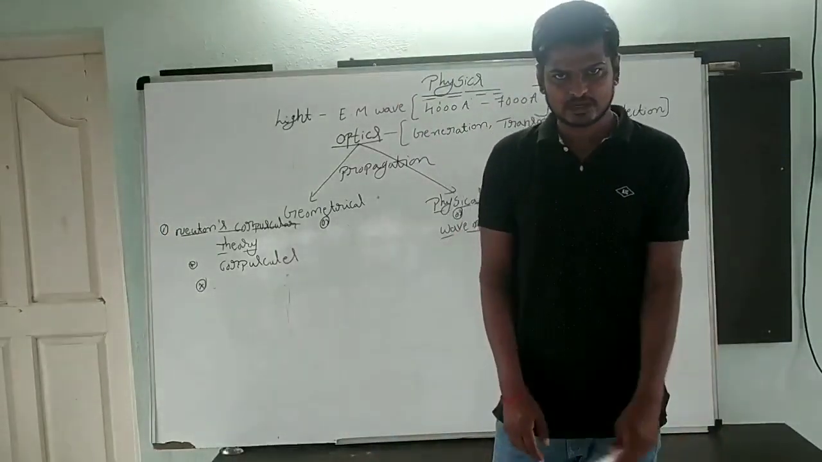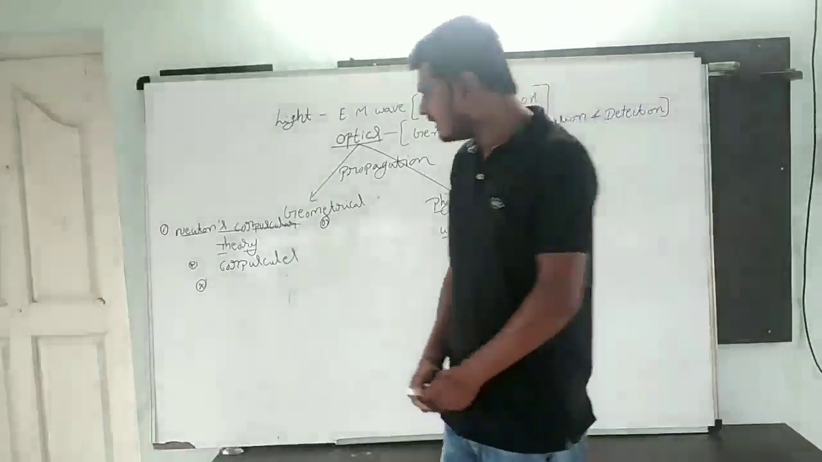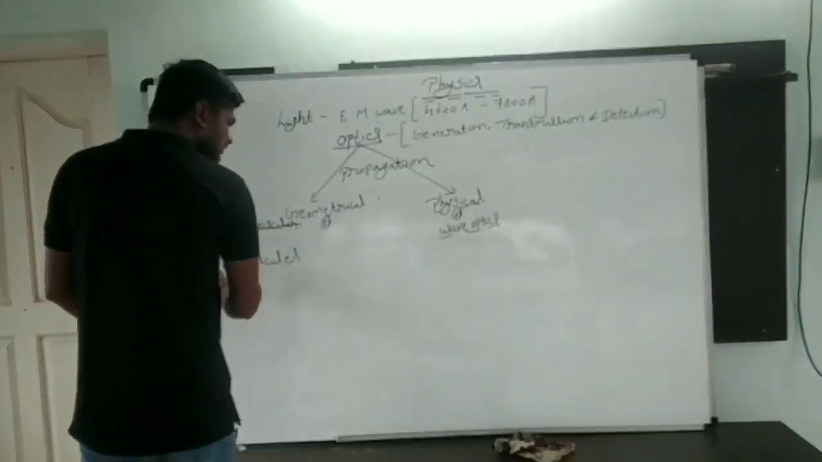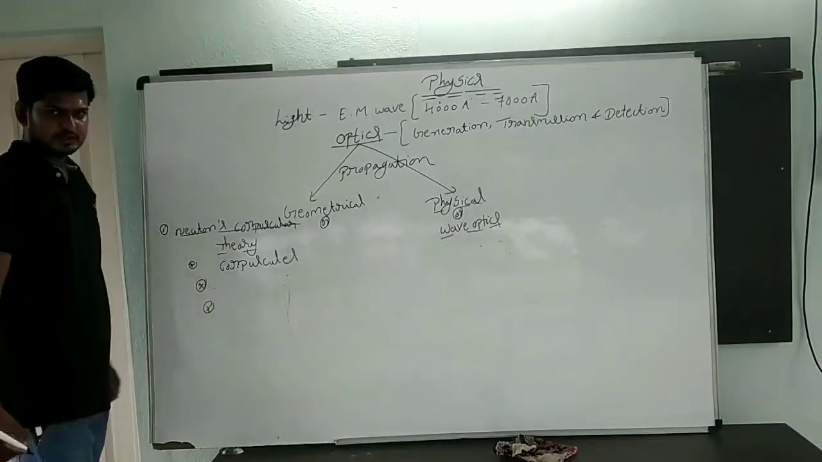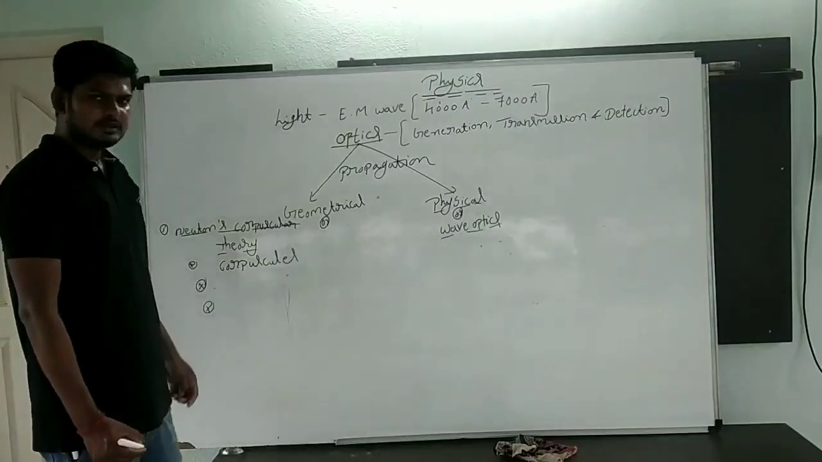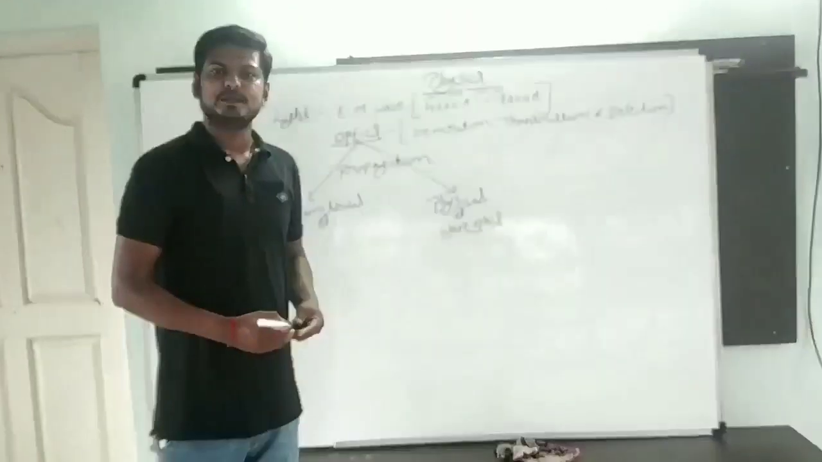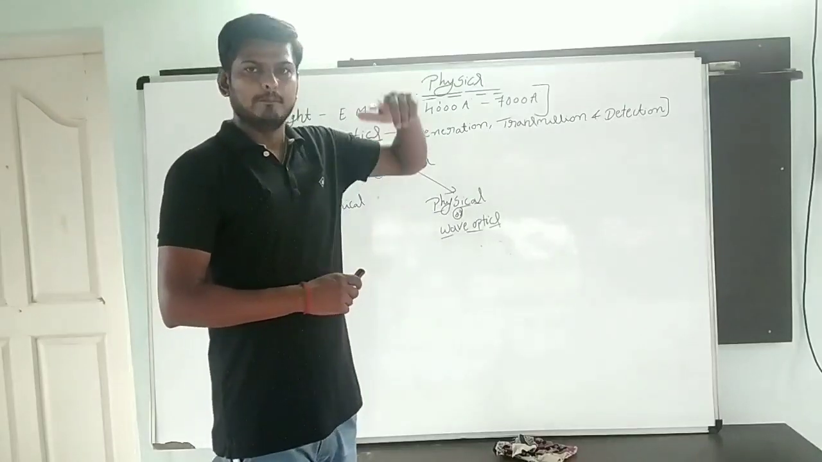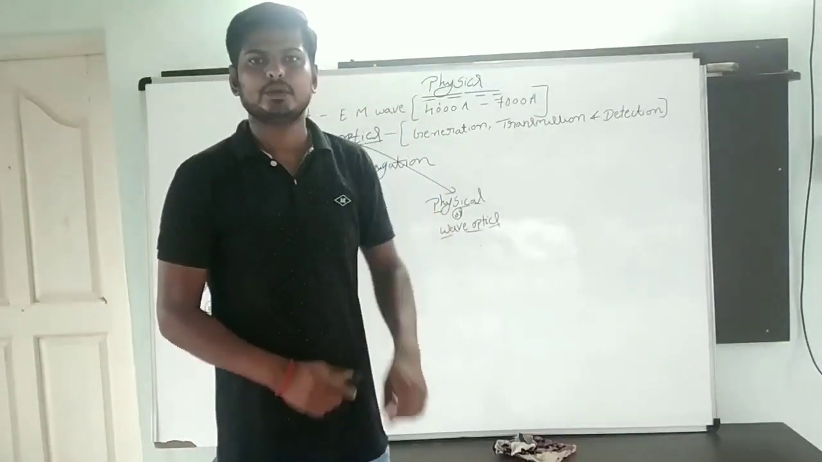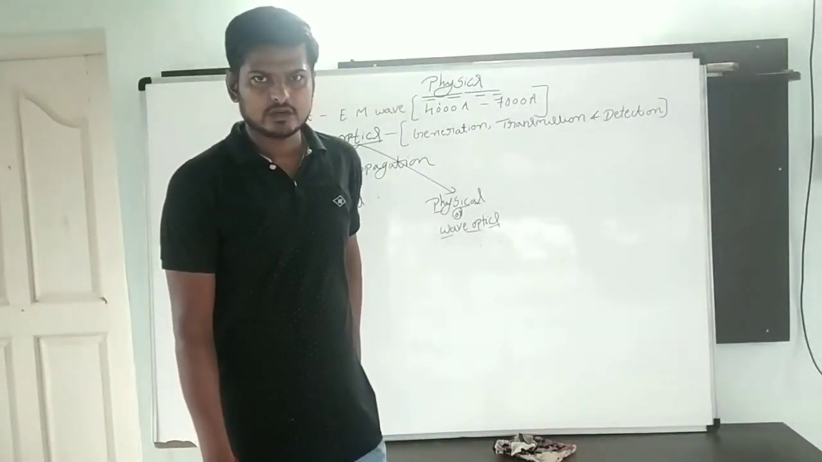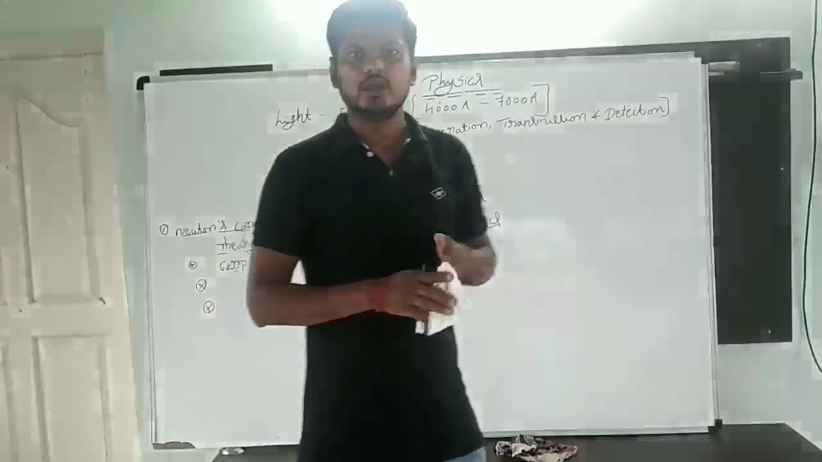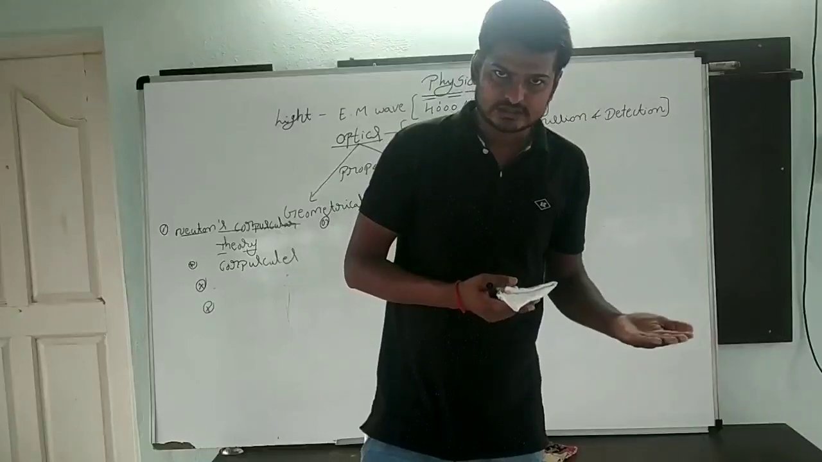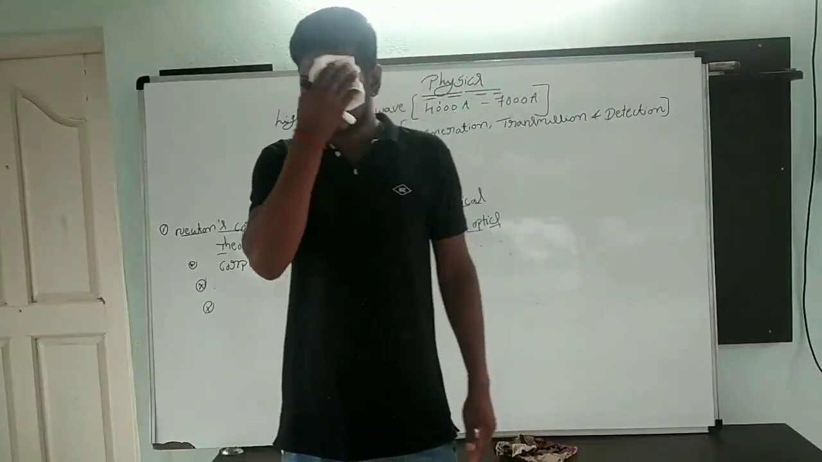Different sizes of the corpuscles. Yes, different sizes of the corpuscle. That is the third assumption given by Newton: the speed of light will be more in denser medium compared to rarer medium.